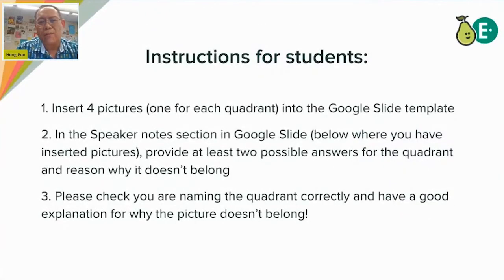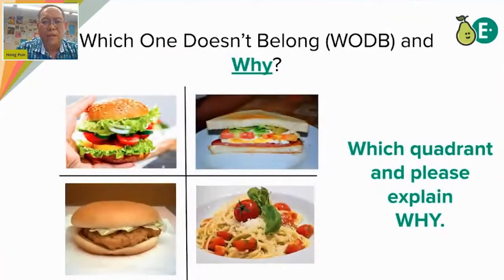Insert four pictures into each of the quadrants. Then I wanted them to give me at least two possible answers. In the speaker notes in the Google Slide, I asked them to put the answer there, and then of course check which quadrant they're using. The next slide is an example that a student came back with. Take a look at that one there.